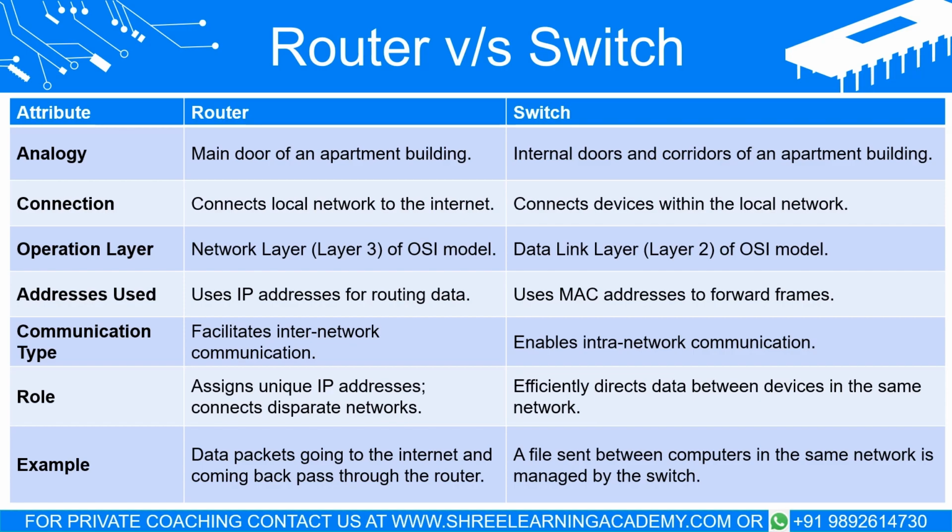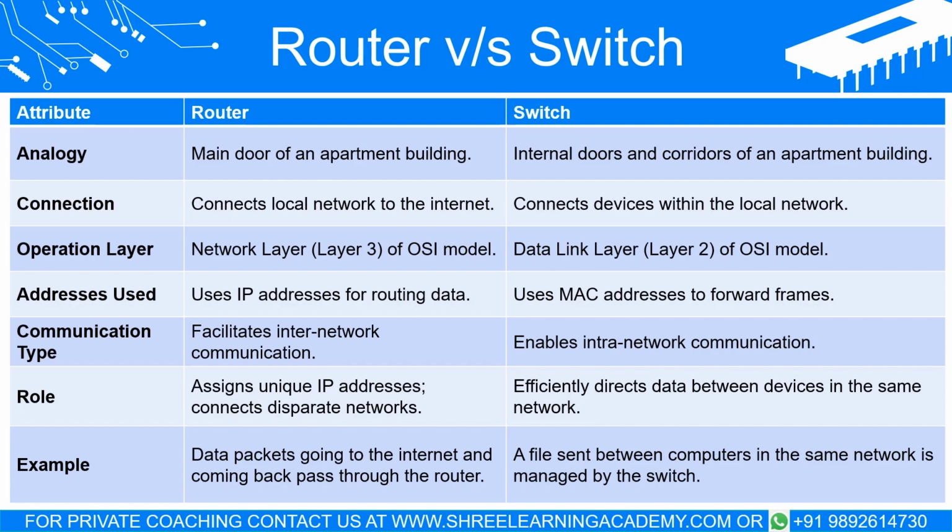A router is like the main door of an apartment building, allowing people, data packets, to go in and out to the broader world, the internet. It helps in connecting your local network to external networks. A switch, on the other hand, is like the internal doors and corridors, managing the traffic between different apartments, devices, within the same building, local network.